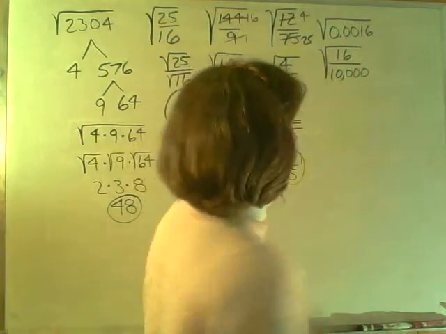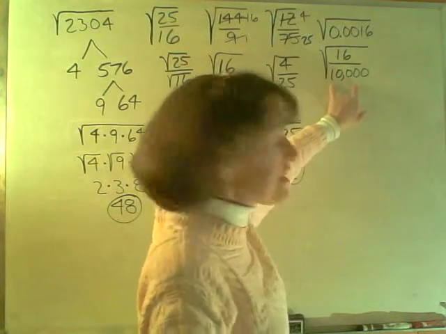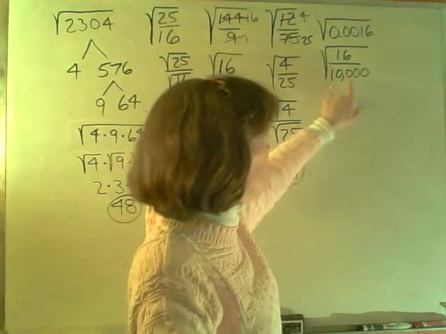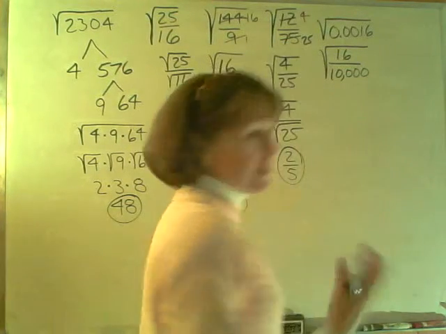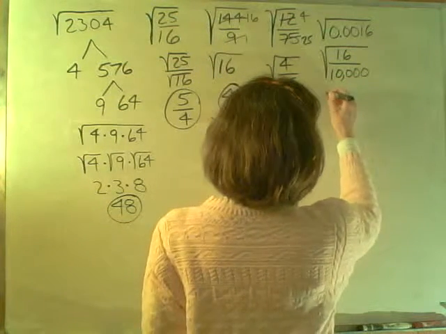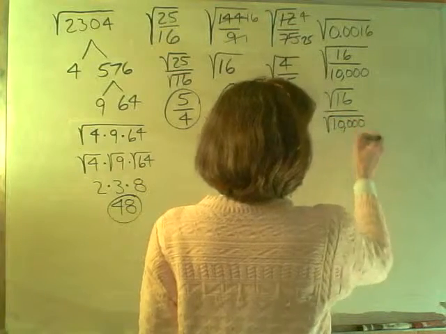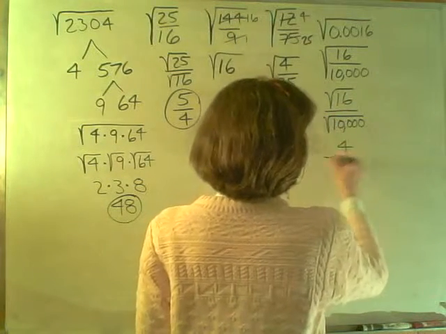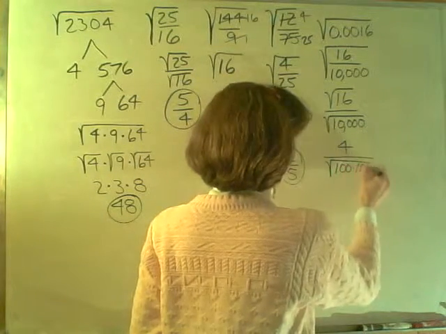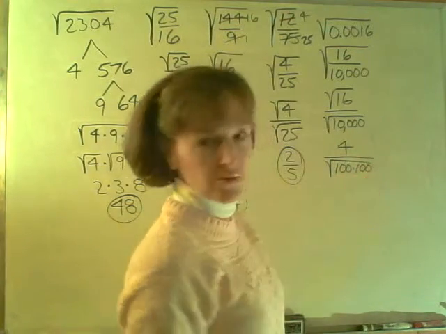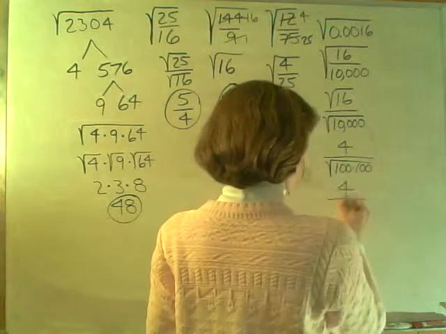So I can write the number like this, and I recognize that I can take the square root of 16. I can also take the square root of this number because there are an even number of zeros. An even number of zeros means that it is a perfect square. So the square root of 16 over the square root of 10,000. Now, the square root of 16 is 4. 10,000 is really 100 times 100. You see 4 zeros, 2 zeros here, 2 zeros here. Well, I know the square root of 100, and that's 10. So this is really going to be 4 over 10.